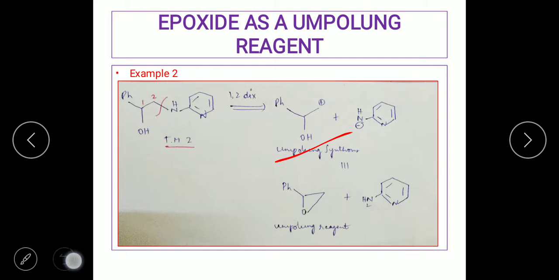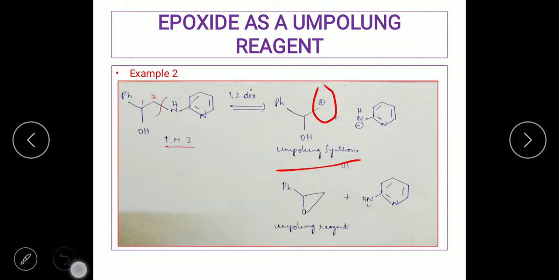Here again, the carbon bearing the hydroxyl group is going to have the positive charge, and the next carbon, carbon number 2, would have had the negative charge. But since we are making use of the umpolung reagent and the umpolung process, that carbon is going to get a positive charge. Once we write the positive charge, this behaves as an umpolung synthon, and since nitrogen is more electronegative than carbon, this is the anion, the nitrogen possessing a negative charge.